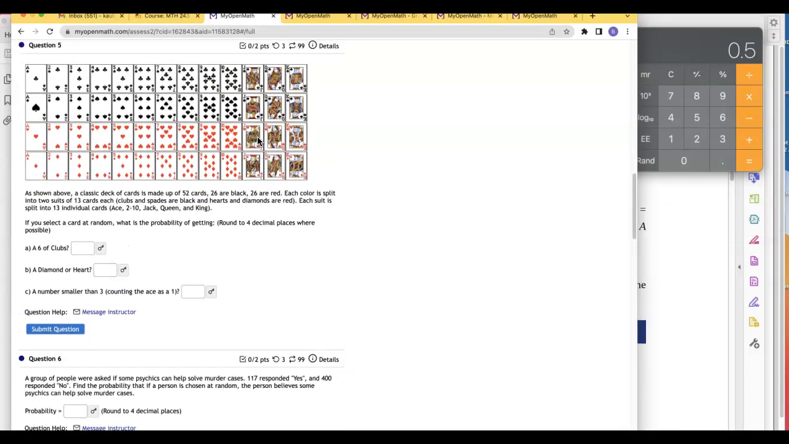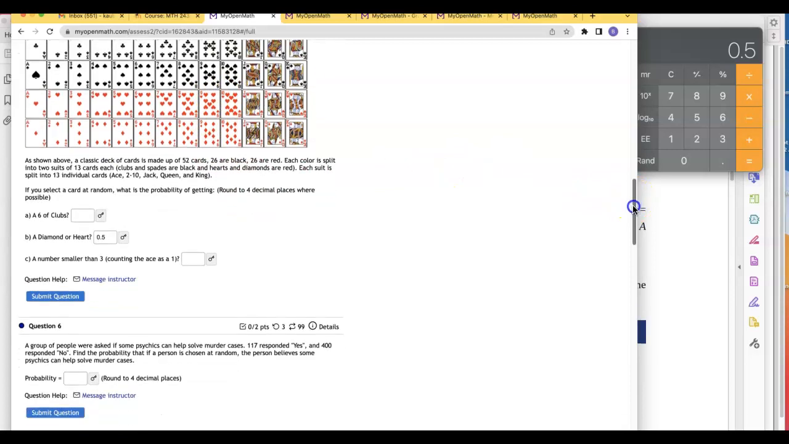Okay, so if we look at this one here, and it says we're drawing a diamond or a heart. Well, there are 13 hearts and 13 diamonds. If you look at that, that's going to be 26 out of 52 cards, because that's half of them, right? So that is the answer, half, or 0.5 for that one there, because half the cards are either hearts or diamonds. But if not, you would divide that number by 52, and that would be your answer. In this case, 26 divided by 52.